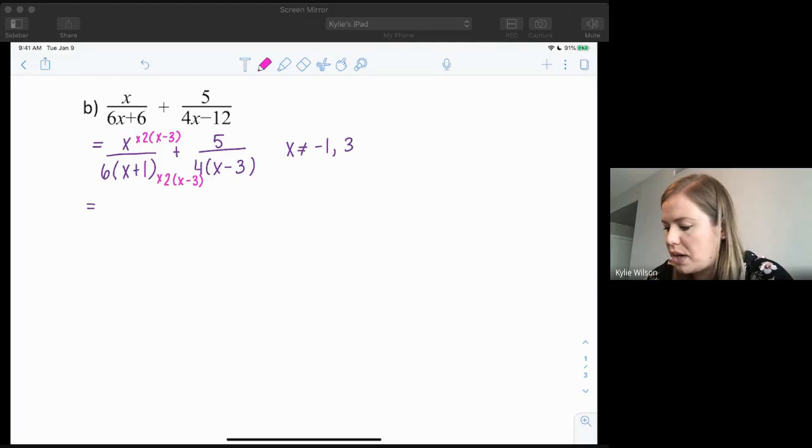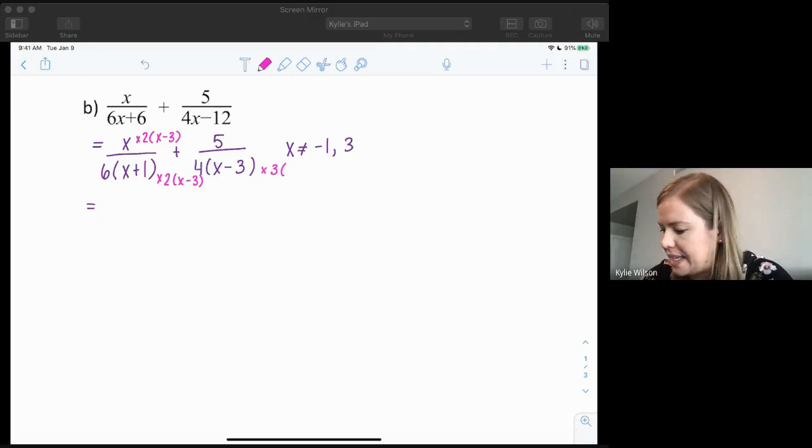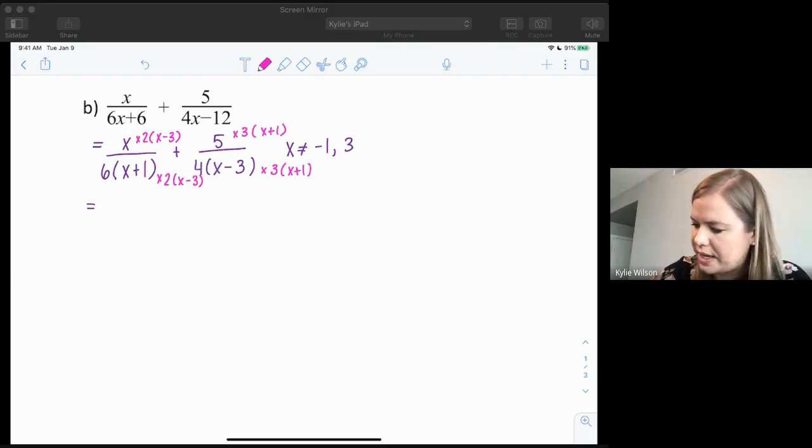So we have 4x minus 3. Our lowest common denominator between the 6 and 4 is 12. To turn that into a 12, I can multiply it by 3, and then it also needs an x plus 1 attached to it. So now I can just multiply the numerator by 3, x plus 1, like that. And now let's write all of that out.